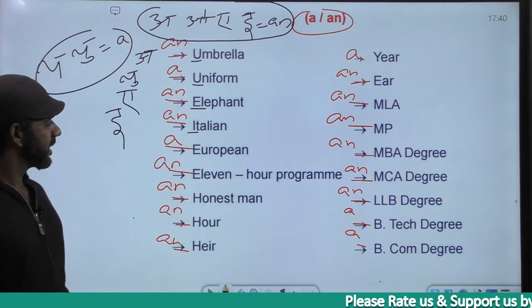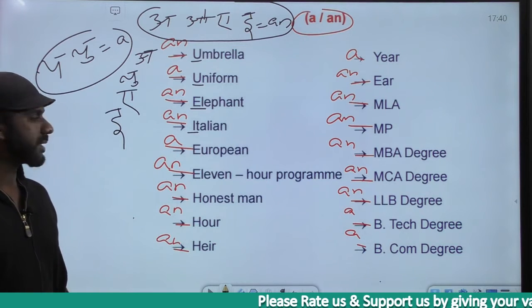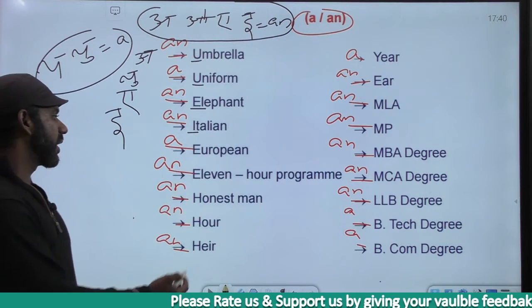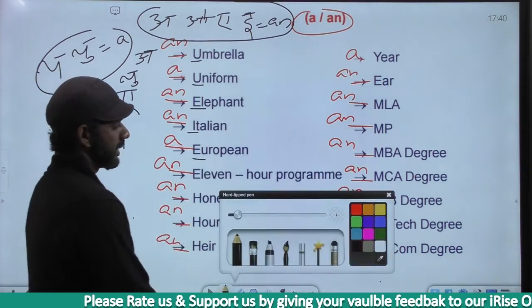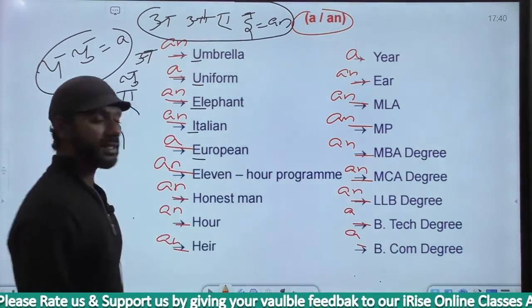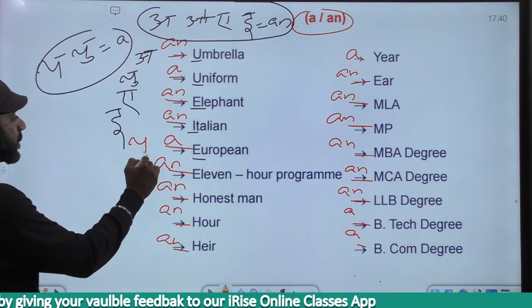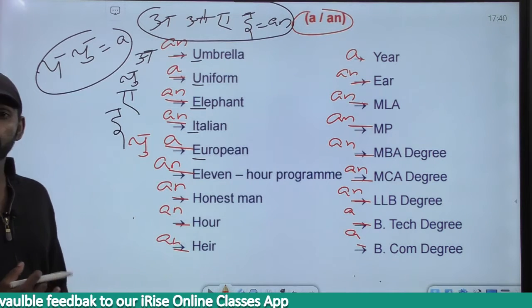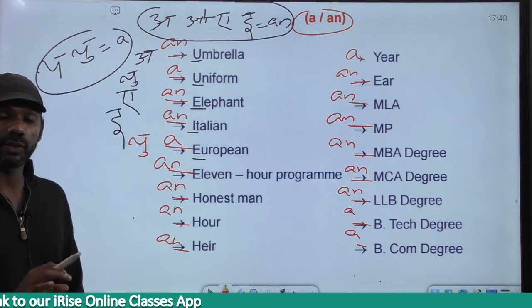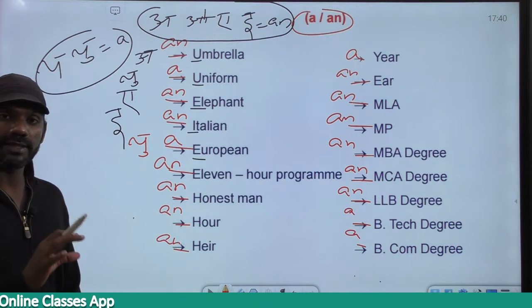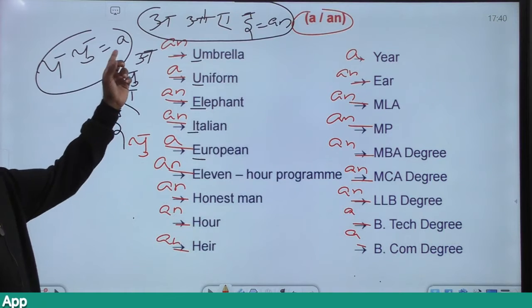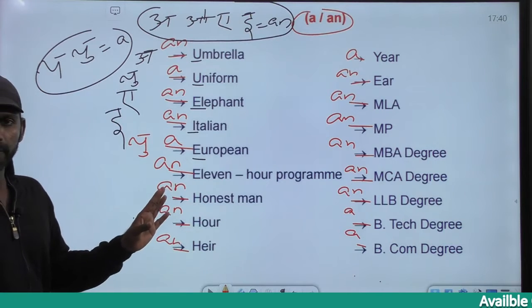Getting it? Dash European, the E is a vowel letter, you just forget about it. This word is pronounced as European. European, the first sound is U, so it must be a European. Right? The first sound is U. It's European, the first sound is U, and if the sound is U, it must be a, so a European.